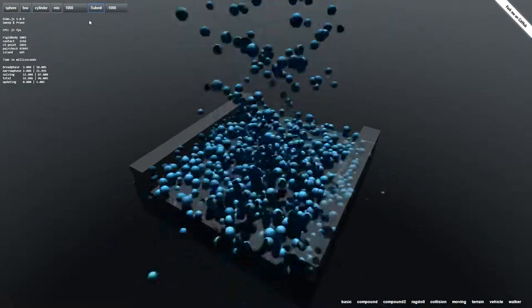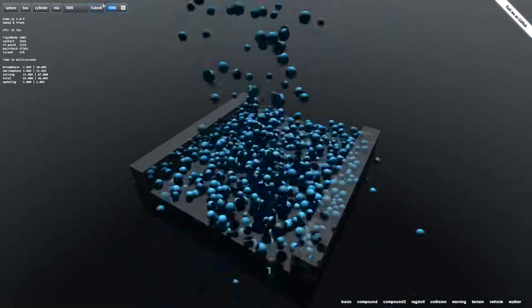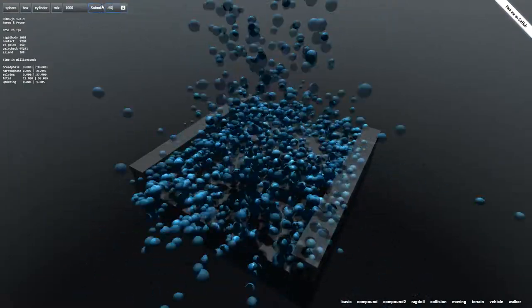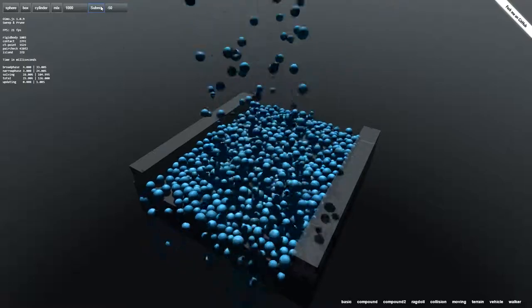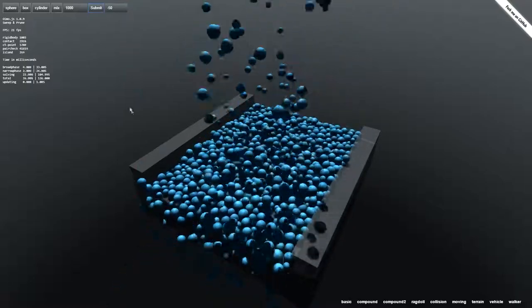That really has lagged the frame rate because it's trying to do so much at once. So let's just set that back to what it was. Minus 50. There you go. So that's the basic one.